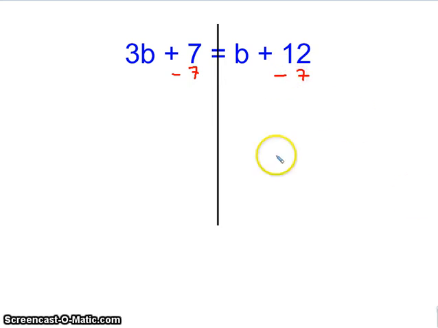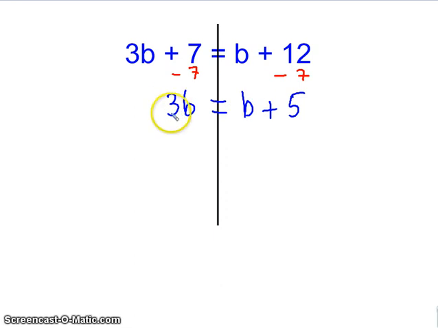Okay, so then I go back to what I have left. So I've gotten rid of this, so now I have 3 bags on this side. Where the black line is the equal sign, and here I have 1 bag, and now I have 5 blocks. Okay, so 12 minus 7, so that's how I got 5. So now I've got 1 bag over here and 3 bags over here.